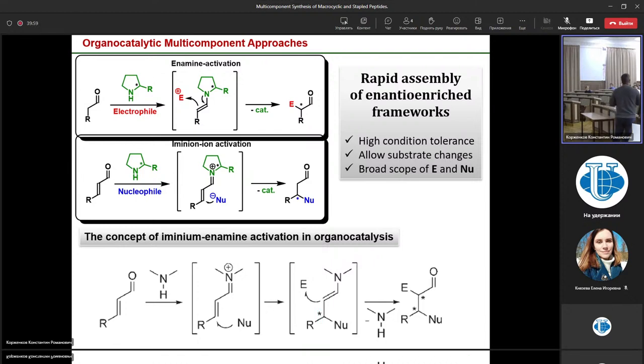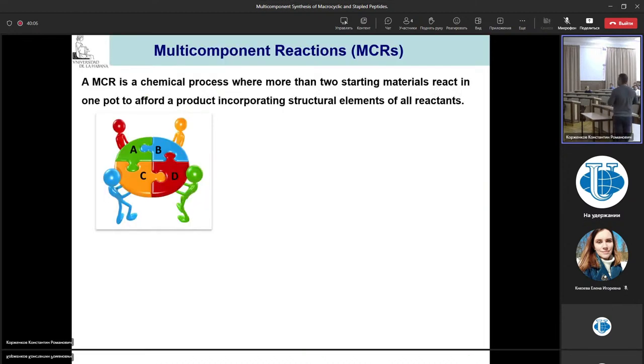Because we know that most multi-component reactions relied on the use of carbonyl components. I will talk about that a little bit. For this scenario, I don't have to explain too much what is a multi-component reaction, but it's very important, and I teach this to students all over the world, to mention that the multi-component reaction has to be a one-pot process, and it has to incorporate substrates from all the three components, at minimum three is a minimum, okay?